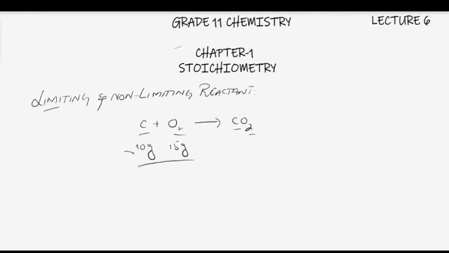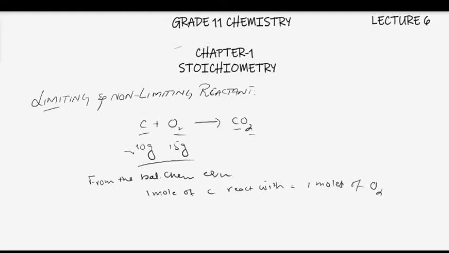We have to first find out the molar ratios between carbon and oxygen based on the information from the balanced chemical equation, and then decide which of these two will be the limiting reactant. So from the balanced chemical equation, we know that 1 mole of carbon reacts with 1 mole of oxygen to produce 1 mole of carbon dioxide. So for 1 mole of carbon, we would need 1 mole of oxygen.